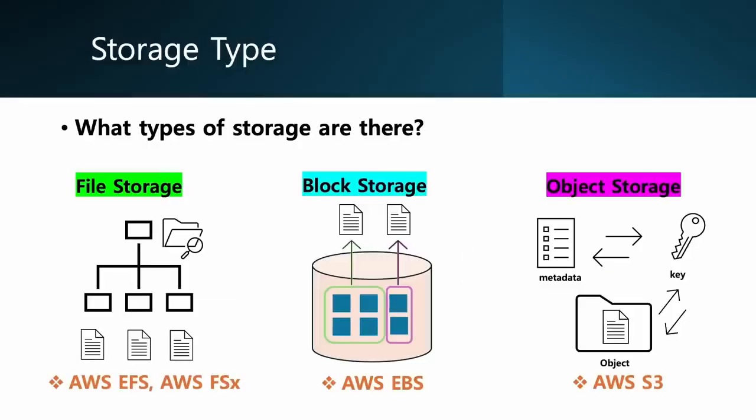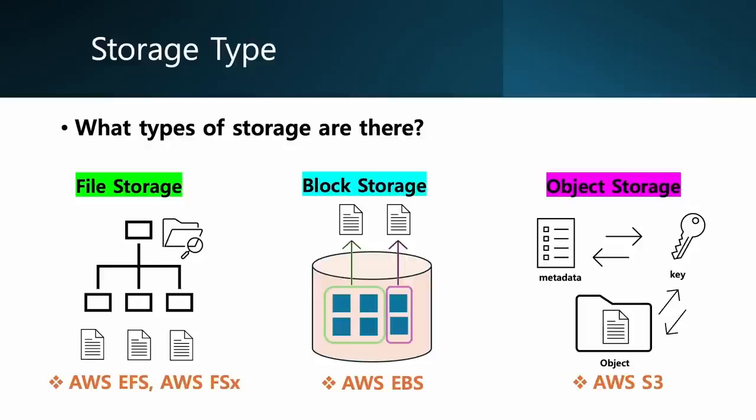Before looking into AWS storage services, let's first look into storage types. Storage includes file storage, block storage, and object storage. File storage is a way to store and manage data in file units. It is storage that is accessible through the file system and where files can be identified using file paths. The advantages are that it is easy to use and maintain and is compatible with existing applications.